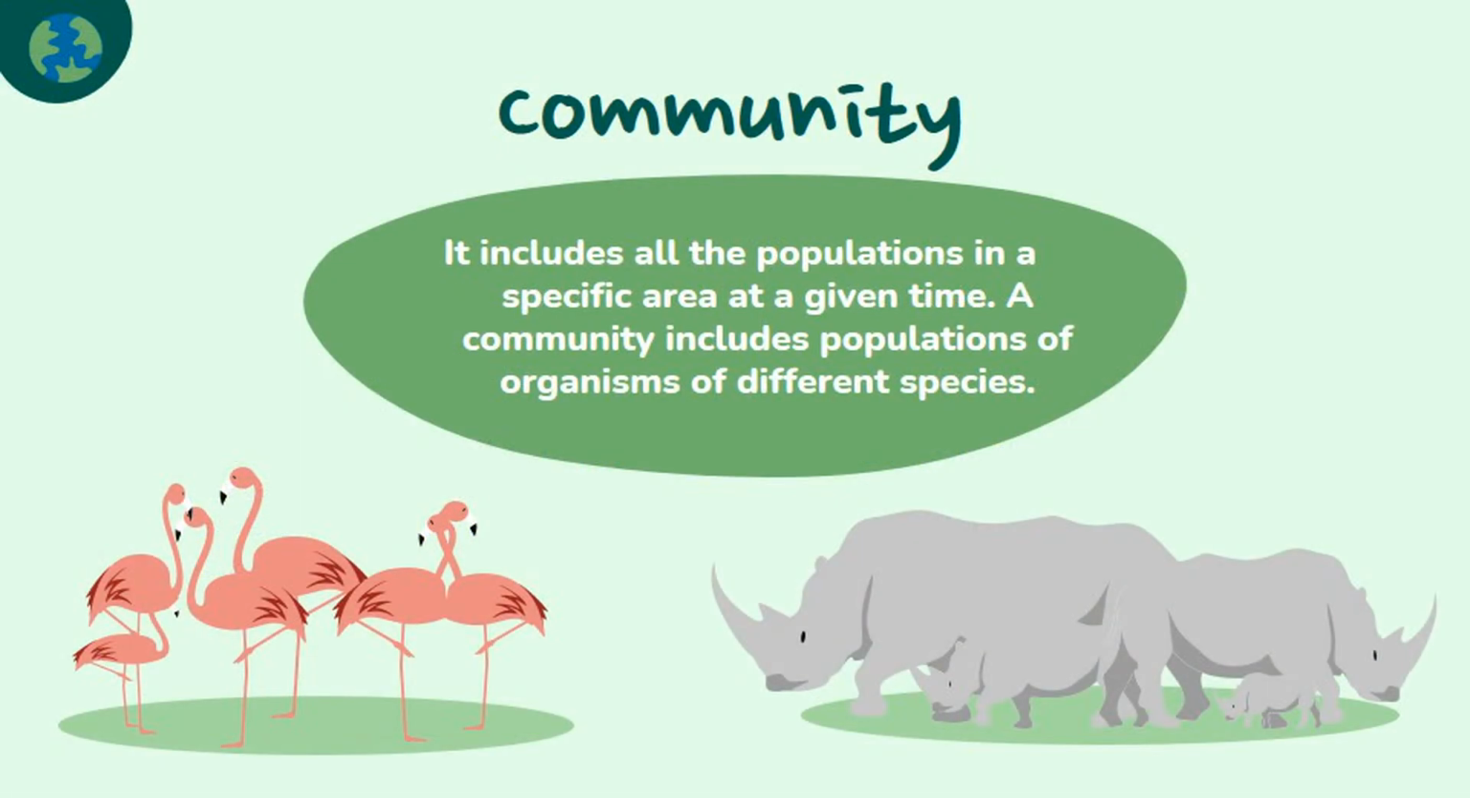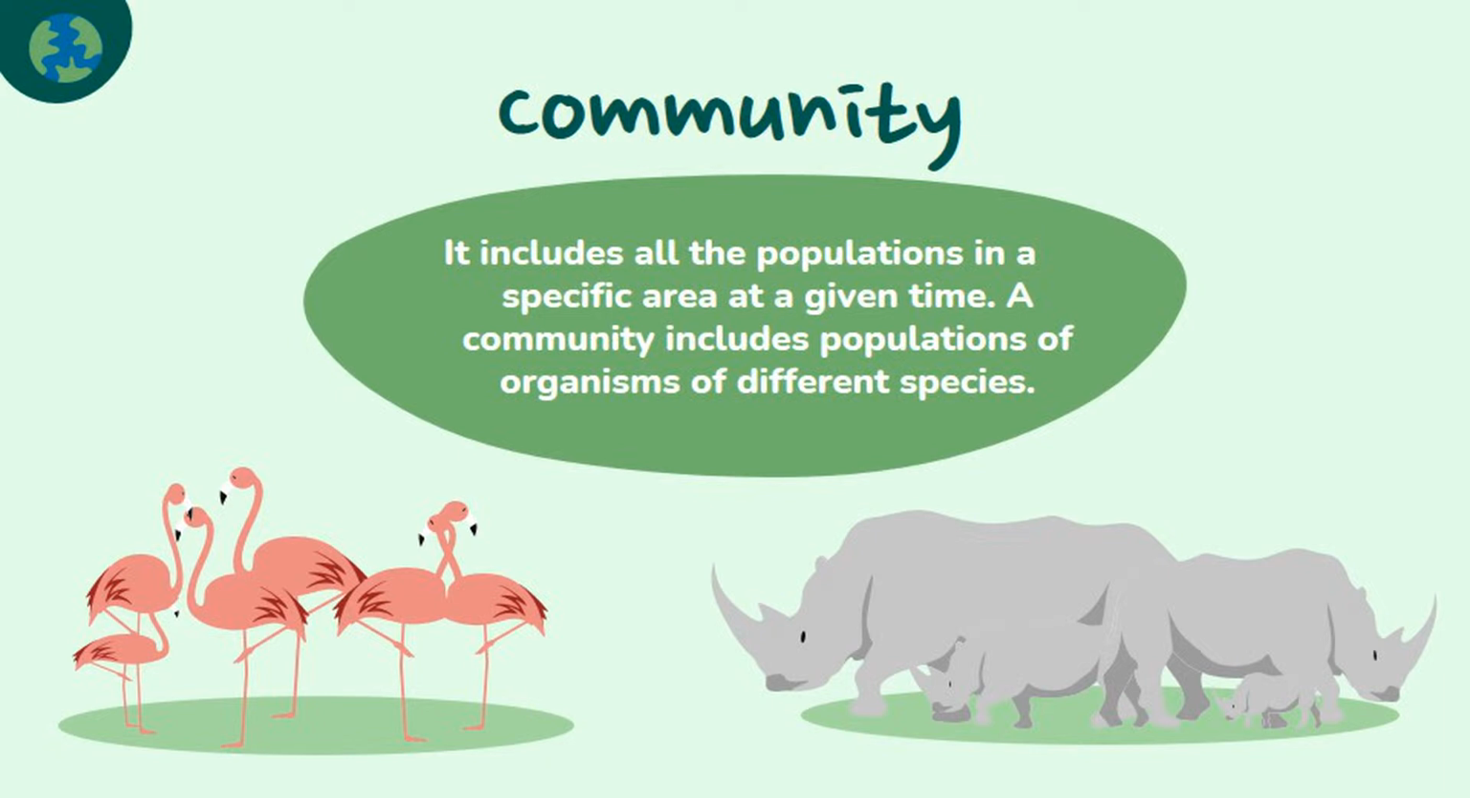A community includes all the populations in a specific area at a given time. A community includes populations of organisms of different species. Naturally, competition is a really important part of how different species interact when their habitats overlap. These interactions between species are what define ecological communities.